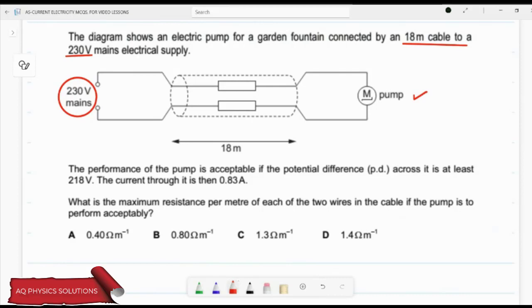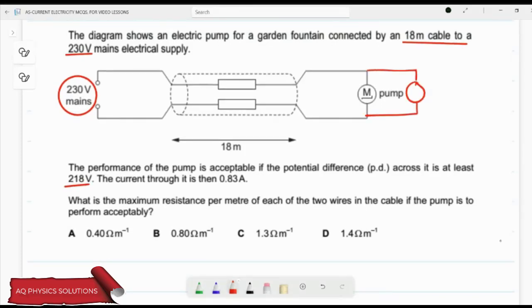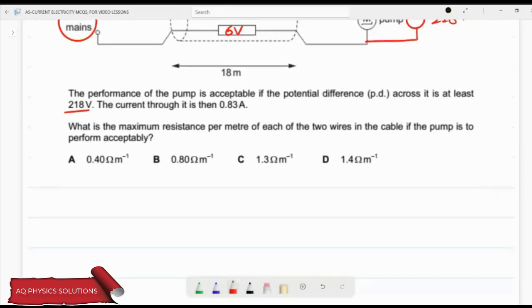The performance of the pump is acceptable if the potential difference across it is at least 218 volts. The output of the wire was 218 volts. So for this 218 volts, it means that out of 230, 218 is at the end. It means 12 volts are dropped across these two wires. And if I say that 6 volts are across this one and 6 volts are across this one, then I consider this all: what is the maximum resistance per unit length of the wire?